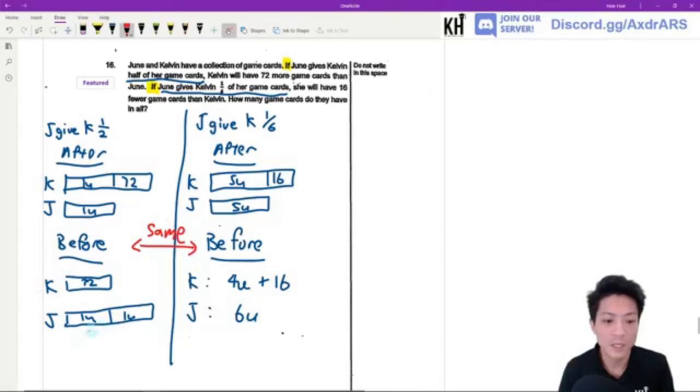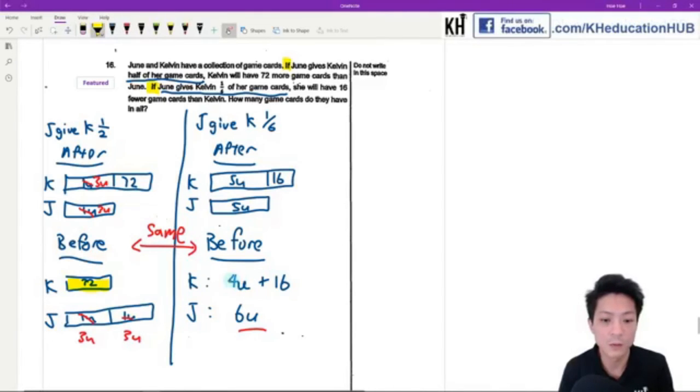So now I'm going to make some adjustment because June will have 6 units, which means that this should be 3U. I'm going to change it so that you will not get confused. This is 3U, 3U. Now we can see that over here, 72 is equal to 4 units plus 16.